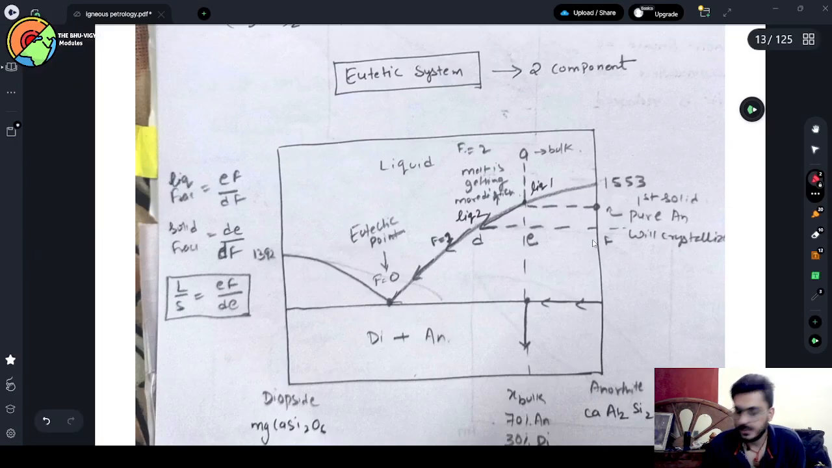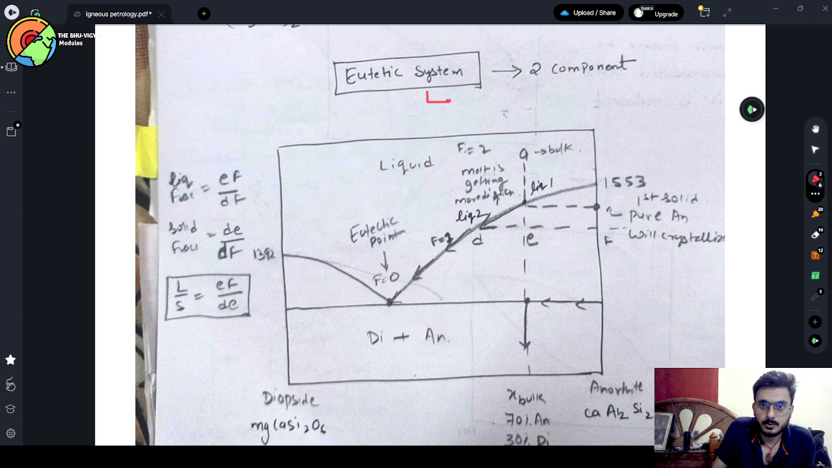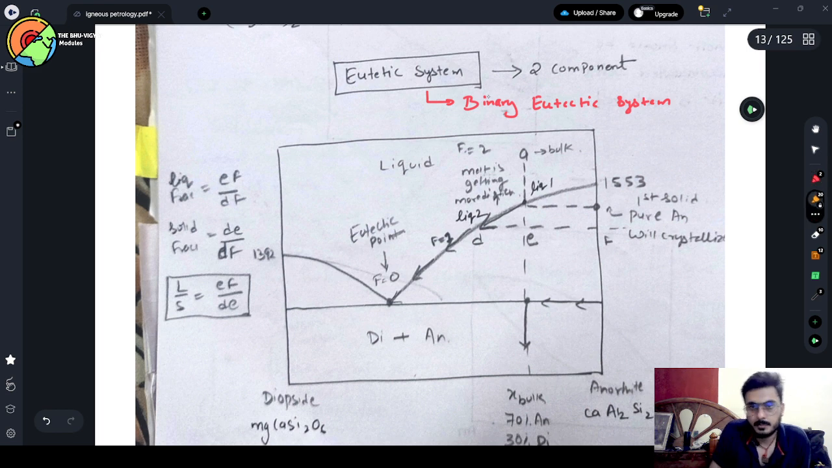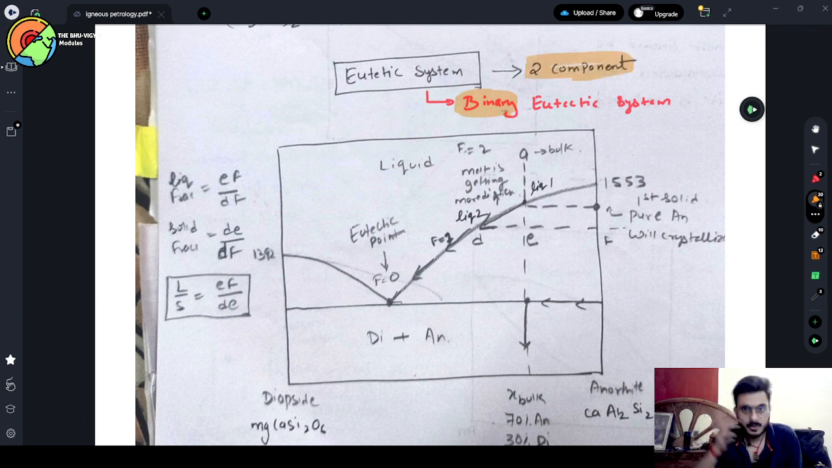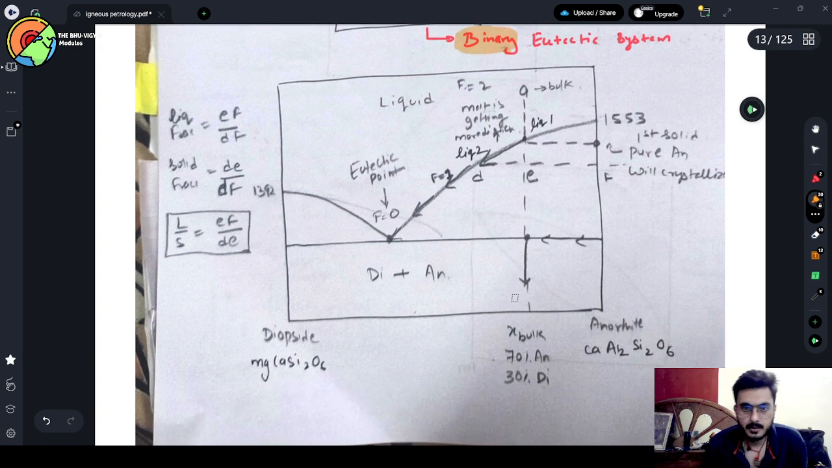So we will start lecture 3 here, that is our eutectic system, and this is also known as binary eutectic system. So as it's in the name, the word binary is there, which means this is also a two component system. Now in this we will take two minerals, that are diopside and anorthite.